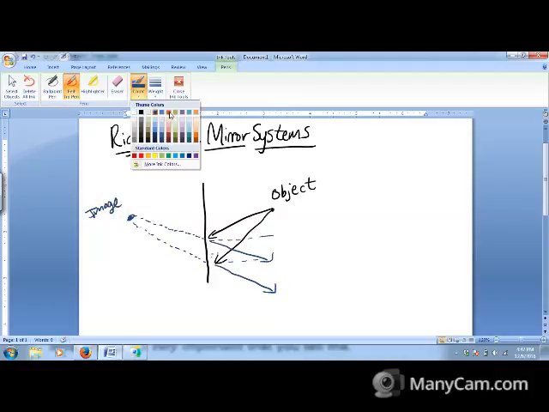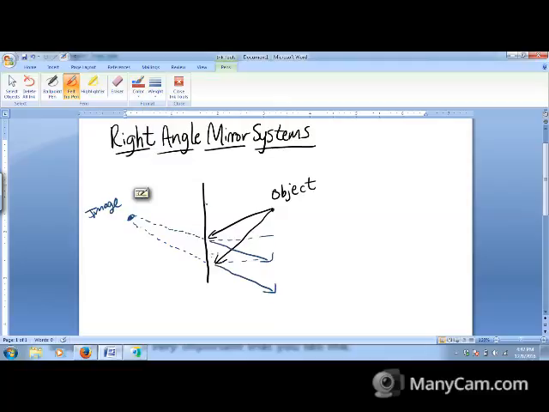It should also be review that the distance from the object to the mirror, this distance right here, is identical to the distance from this image to the mirror. Now remember, this image is a virtual image, and the reason it's virtual is because it is behind the mirror system. In future videos, we'll talk about real images and how they're in front of the mirror, but right now this is a virtual image.